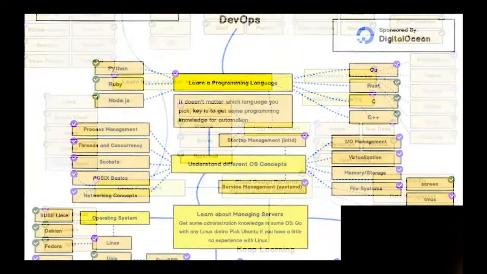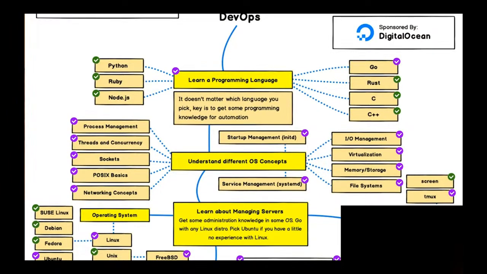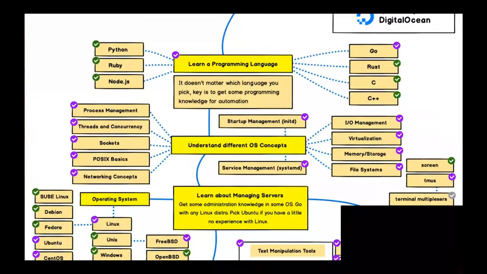The DevOps team should have a clear understanding of one or more programming languages as per your technology needs, like Java, Python, Go, Ruby, C++, and so on. It doesn't matter which language you use. What's important is to get programming knowledge for automation. As you know, automation is the backbone of the DevOps philosophy.